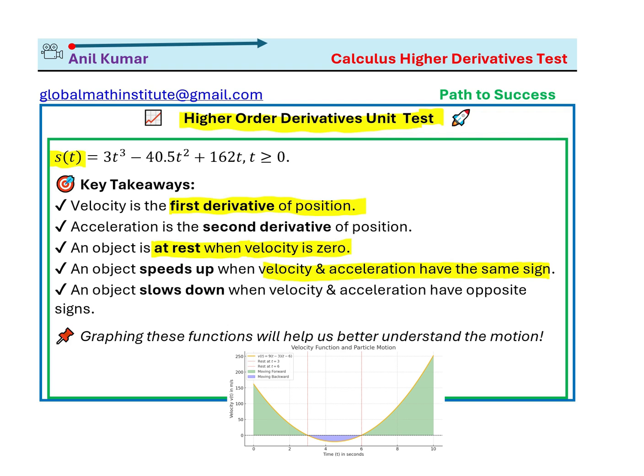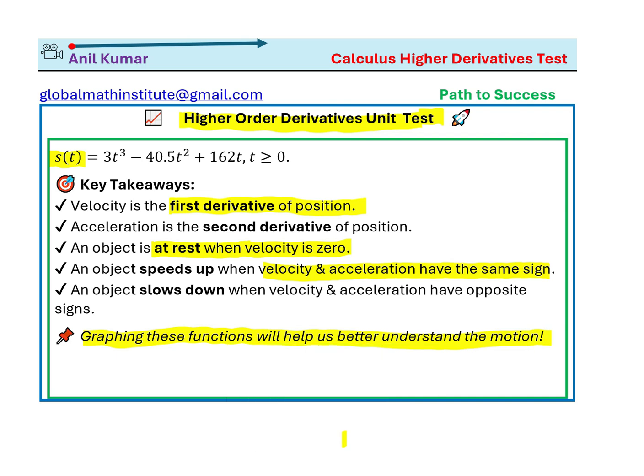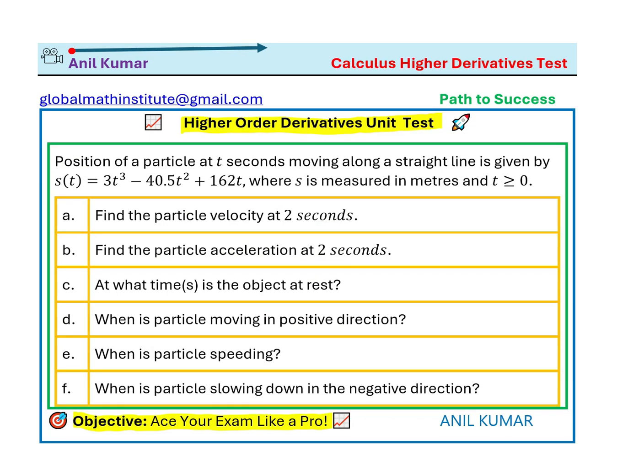We are going to end this video with a very beautiful graph which will explain and correlate all these things together. So once again, let's see what the question is. The position of a particle at t seconds moving along a straight line is given by s of t equals 3t cubed minus 40.5t squared plus 162t, where s is measured in meters and t is greater than or equal to 0. A very common example, normally the very first example your teachers will share in school. Now, what do you need to find from here?